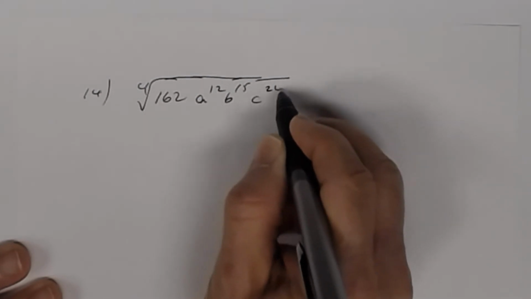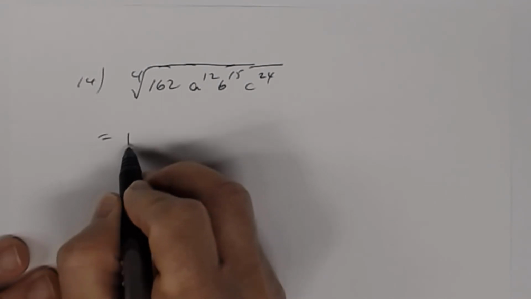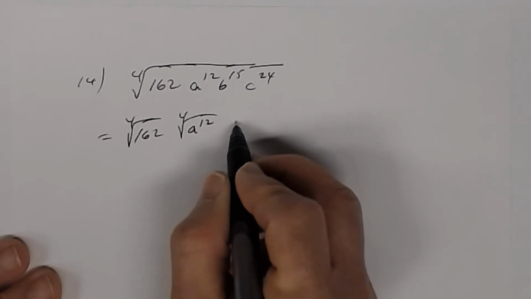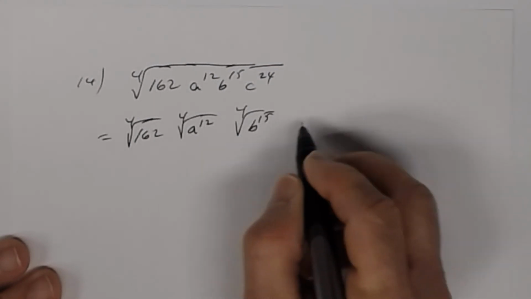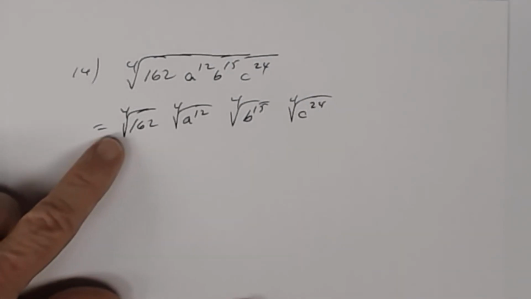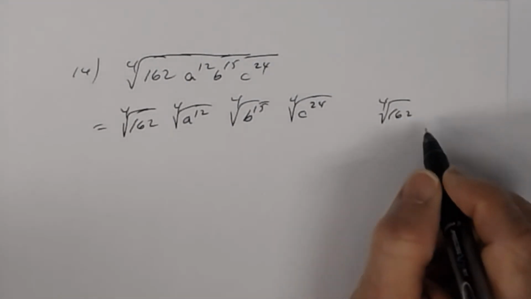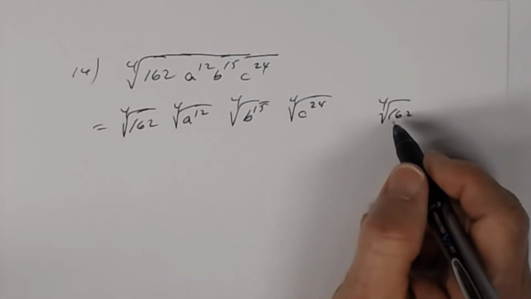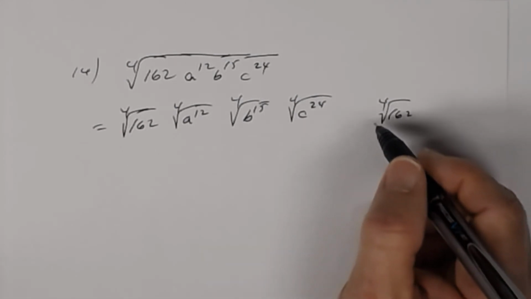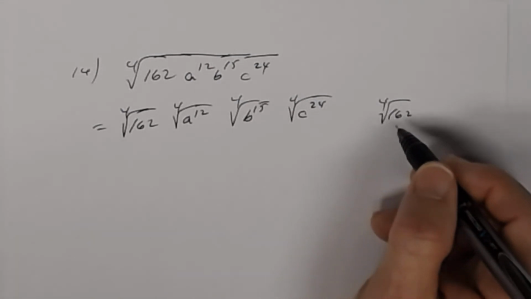Okay? All right. So using the product property, I can rewrite this as the fourth root of 162 times the fourth root of a to the 12th times the fourth root of b to the 15th times the fourth root of c to the 24th. Now let's talk about the fourth root of 162. So let's go off to the side and ask ourselves what that is. This time you're dealing with a fourth root, so you're looking for an integer, a perfect fourth, that goes into 162 evenly.